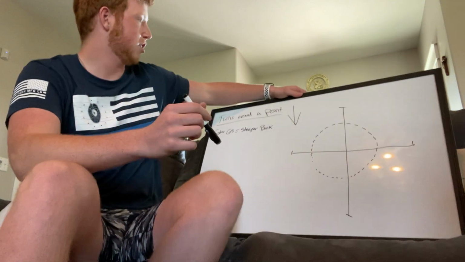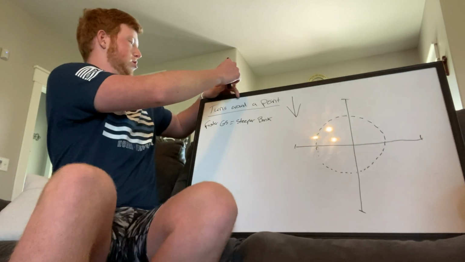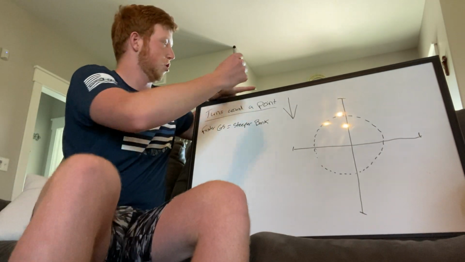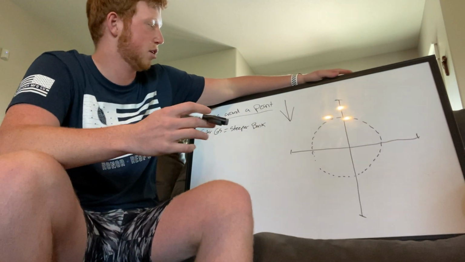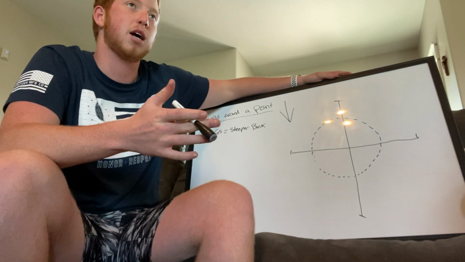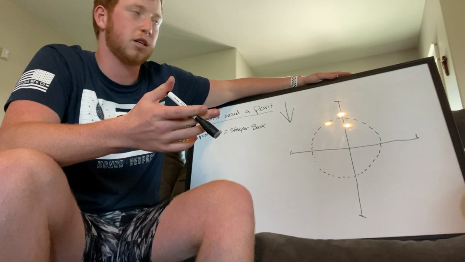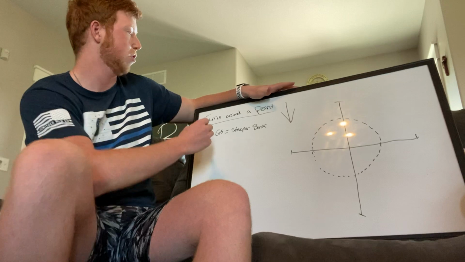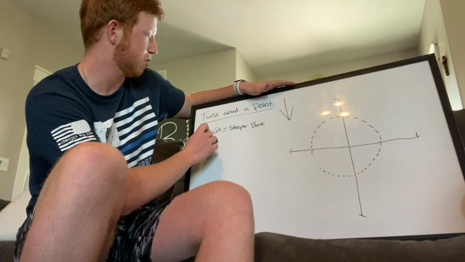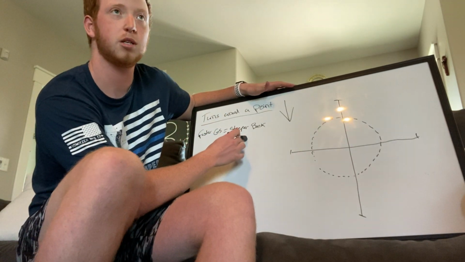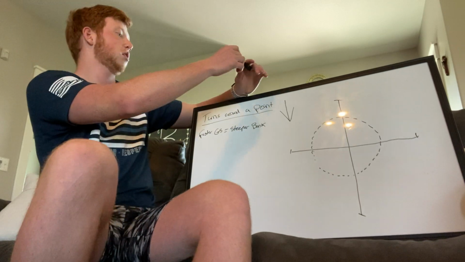All right, so we're going to talk about turns around a point. The goal of this maneuver is to be able to recognize how wind affects your ground track. One thing that's really important that we're going to want to remember is the faster our ground speed, the steeper our bank's going to be. Do you remember that? Okay, perfect.